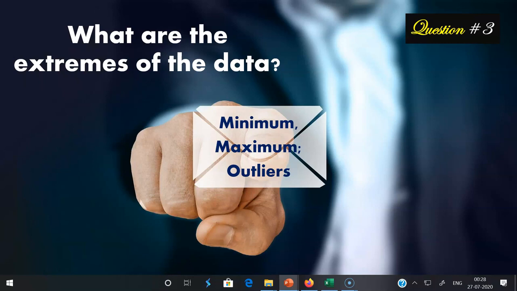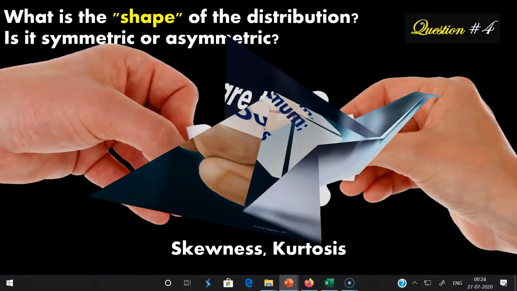Then outliers: only a few of the scores may be scattered in different places. Most of the scores are scattered around the average, but if only a few of the scores lie in different places, then we call them outliers. So I hope we have discussed the three important questions about descriptive statistics. I hope you understand. Now I am going to the last question.